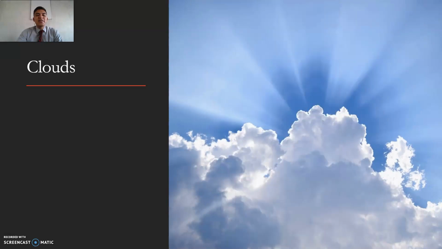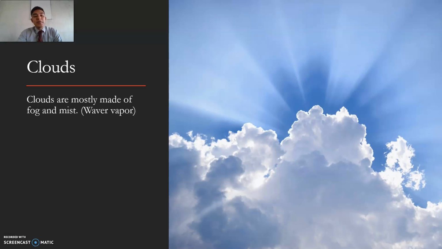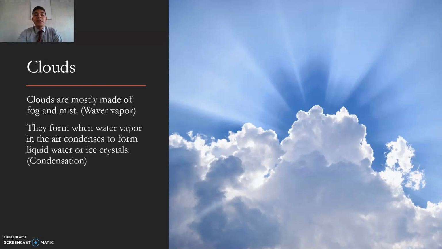Let's continue. So let's start with clouds. It is a very simple topic. So clouds are mostly made of fog and mist. And of course, when we talk about fog and mist, we're talking about water vapor or water that has evaporated. They form when water vapor in the air condenses to form liquid water or ice crystals. The process is called condensation.